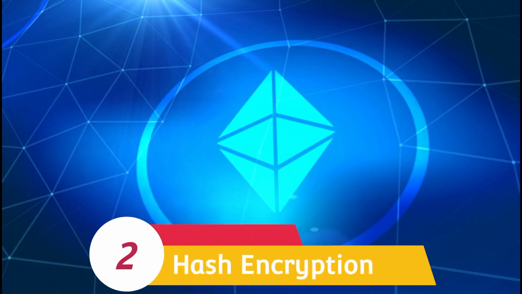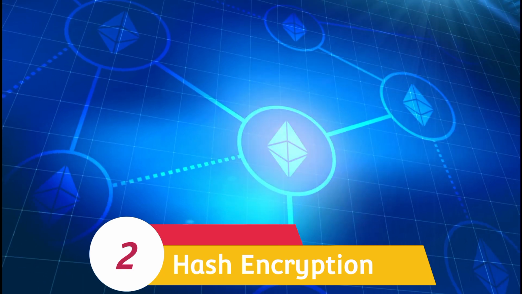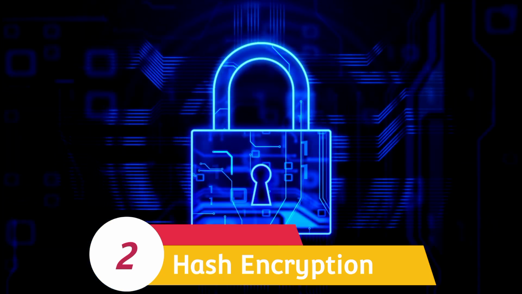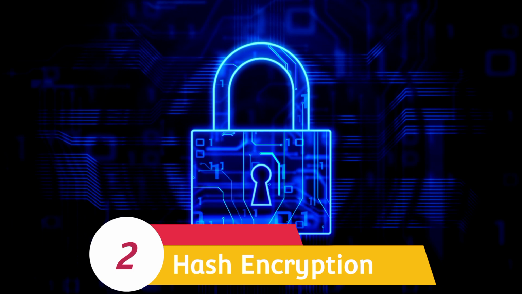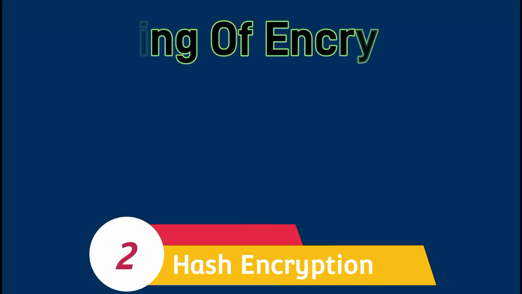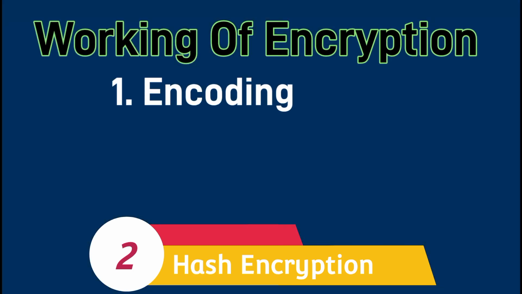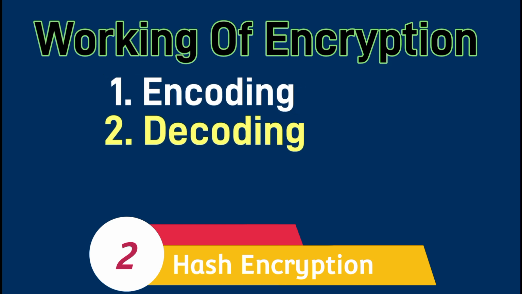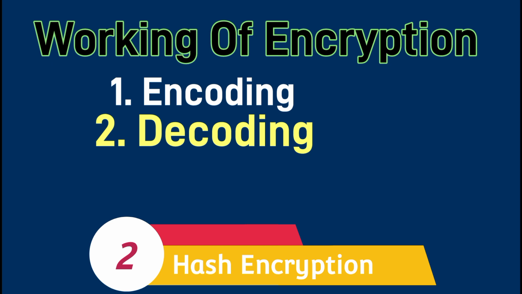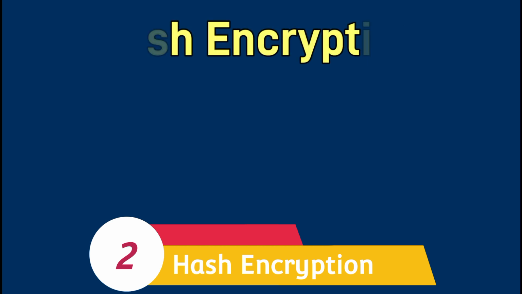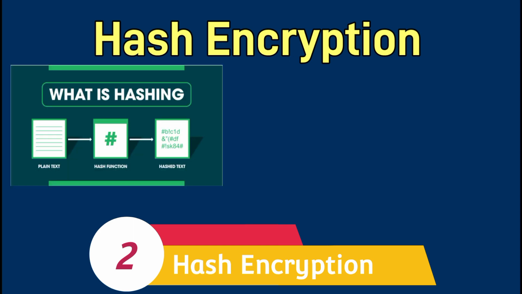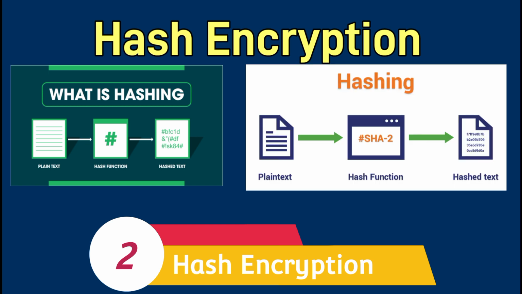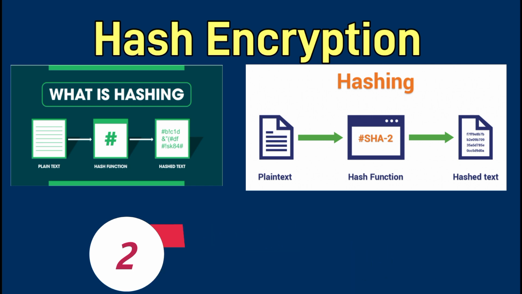Now let's know about hash encryption. Actually, encryption is a way of protecting data from unauthorized access by converting it into an unreadable form. Encryption works in two ways, that is, encoding and decoding. Encoding means converting data into unreadable form, and decoding means converting unreadable data back to readable form. But hash encryption is a one-way encryption, which means the data once encrypted cannot be reversed back. Hash encryption uses a complex hash algorithm to convert plain text into a hash value.